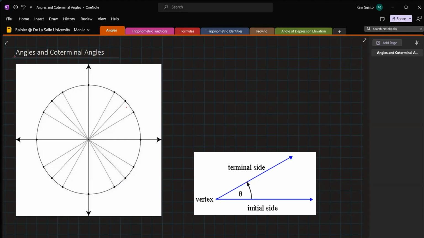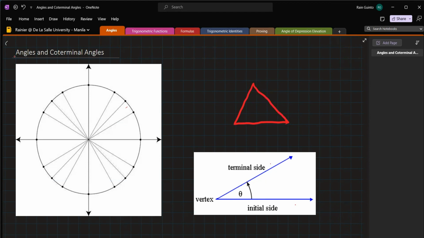Okay, so first of all, let us talk about angles. Trigonometry is basically the mathematics that deals with triangles, and one of the most prominent features of a triangle are its angles. Angles are formed when two sides intersect. One is called the initial side, and the other one is called the terminal side. The initial side is usually the point of reference that we use when dealing with trigonometry.